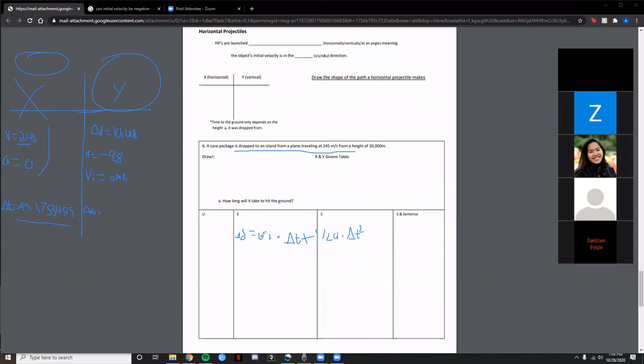So we know v of i equals 0, right? So that whole portion's crossed out. So v of i times delta t is crossed out. Now we're left with delta d equals 1/2 of a times delta t squared, right? Now you divide both sides by 1/2 of a.